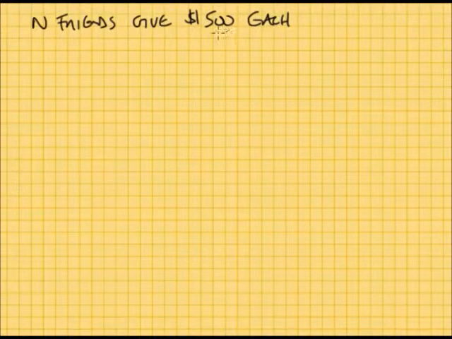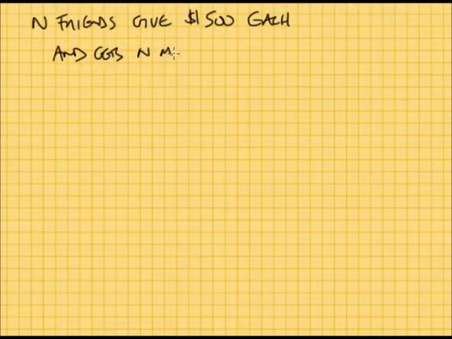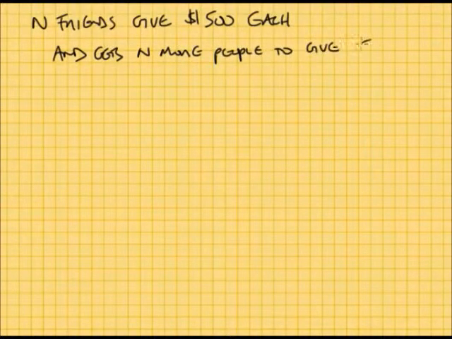Here we have Mary, who persuaded N friends to donate $500 each to her election campaign. So N friends give $500 each. That seems pretty straightforward. If you have 10 people, then you get $5,000, and so on and so on. And then each of these N friends persuaded N more people to donate 500 each to Mary's campaign. Okay, and gets N more people to give 500 apiece. Now, I want to talk about what this means because this seems like a complex scenario.